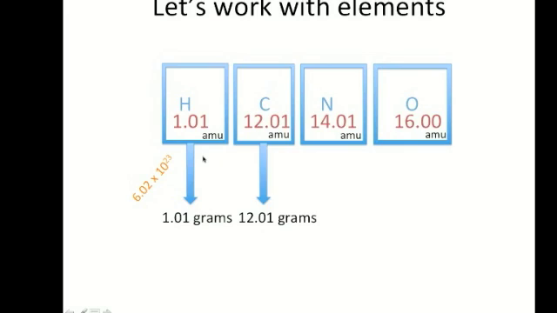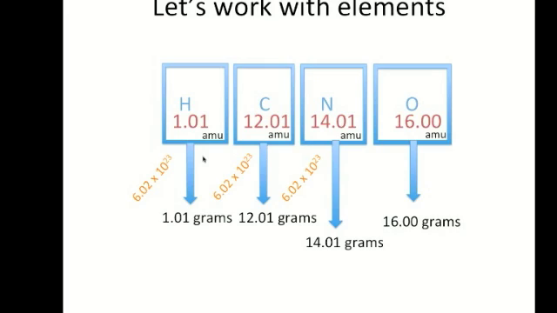Let's do another example. Going from 12 AMU, the mass of one single carbon atom, how many will it take us to get to 12 grams? 6.02 times 10 to the 23rd. Catching on? Let's see if we can do this one. 14.01 atomic mass units. How many will it take us to get to 14 grams? 6.02 times 10 to the 23rd. And finally, the last example, hopefully you're able to figure this one out. 6.02 times 10 to the 23rd.